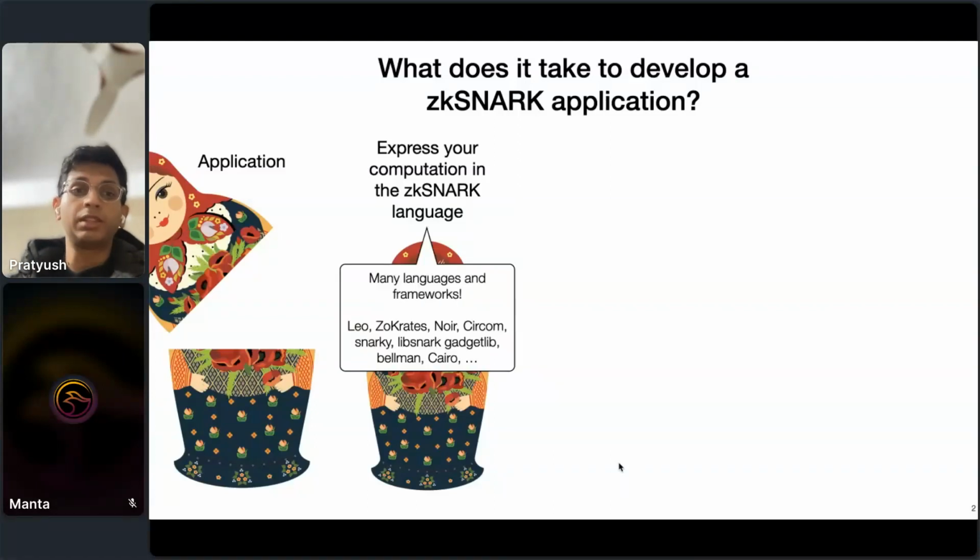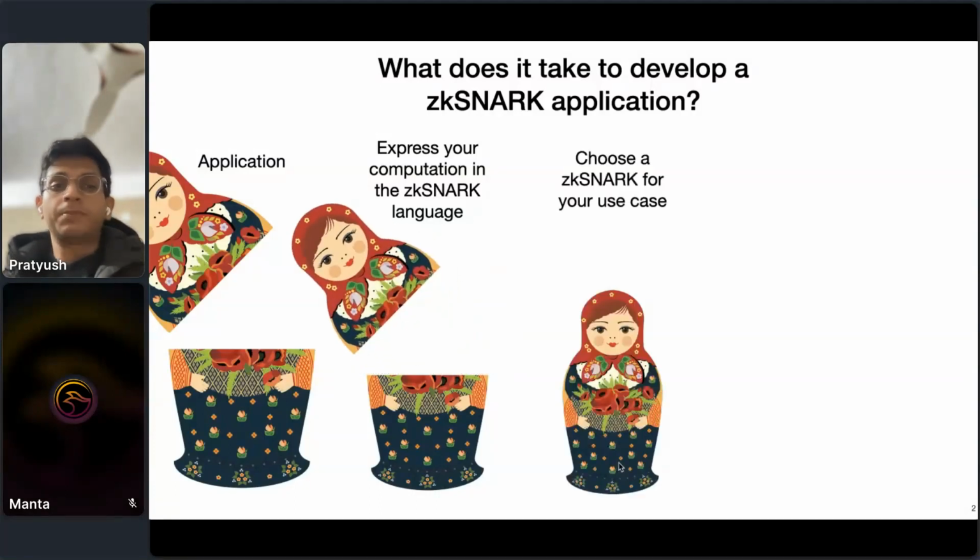And the issue here is that there's many languages and many frameworks for doing this today, right? You have Leo, Socrates, Noir, basically any number of languages and DSLs and various techniques for writing or expressing your problem in a way that the SNARK understands, because the SNARK doesn't usually out of the box understand a language like Python. Okay, so this is step one.